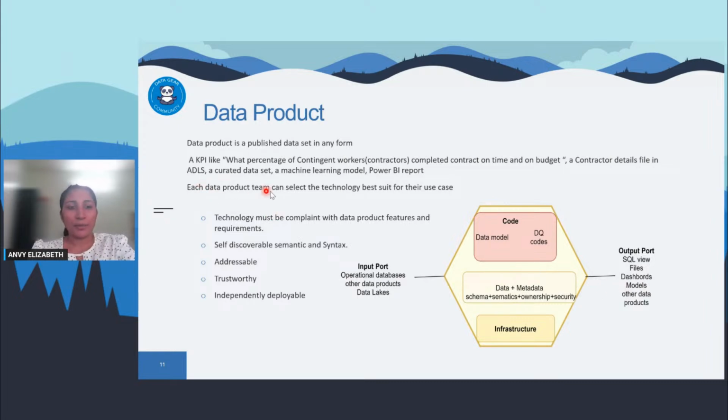Each data product can select its own technology best suited for its use case. There is no particular rule that this technology should be used for this data product. It's up to the data team, or the domain team.